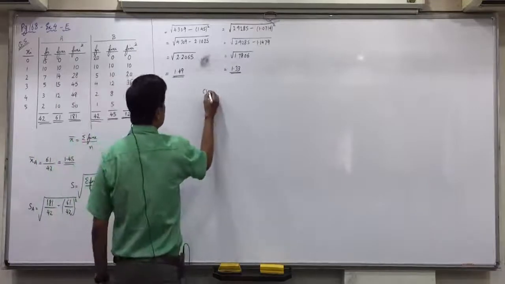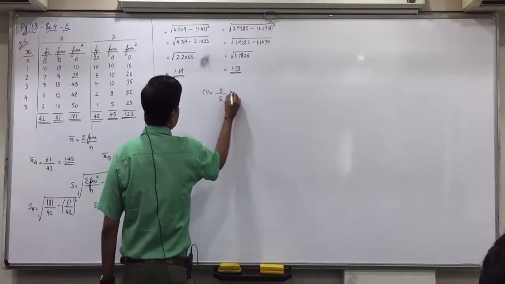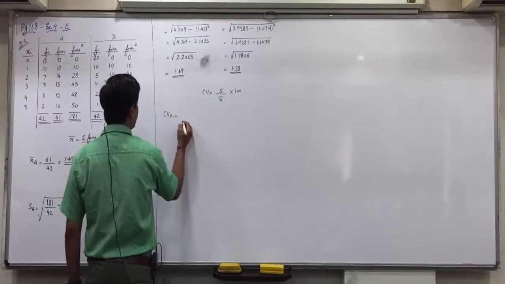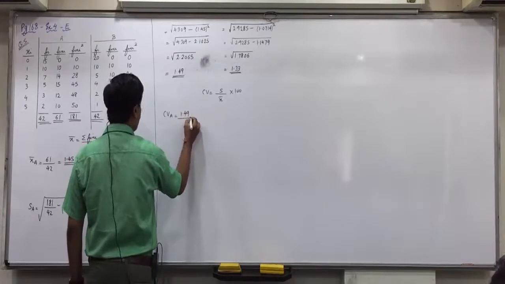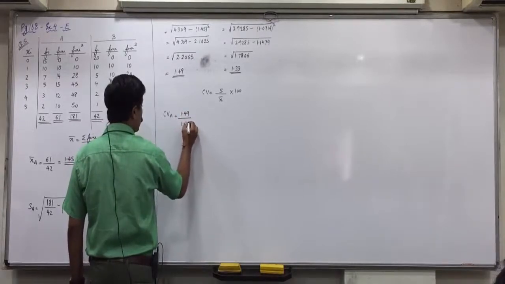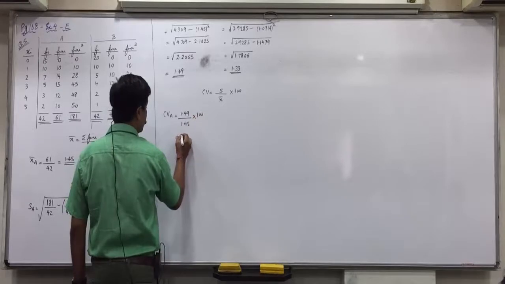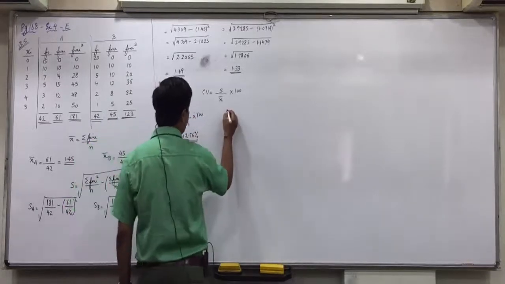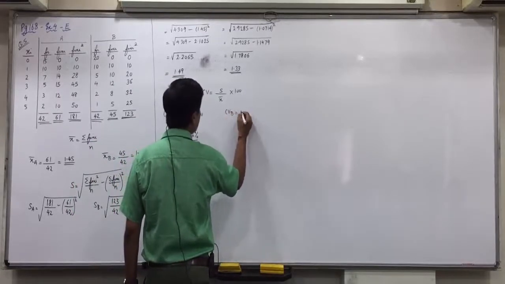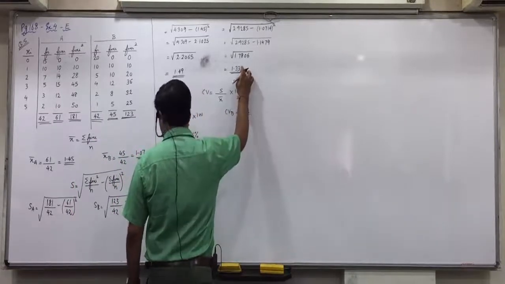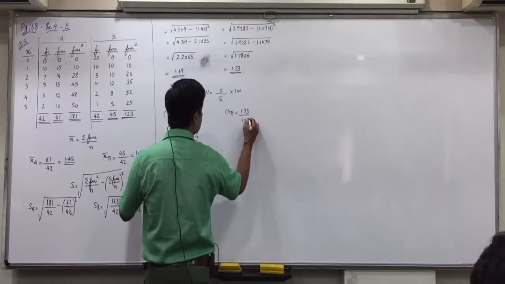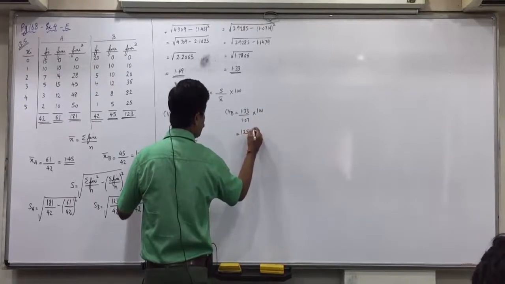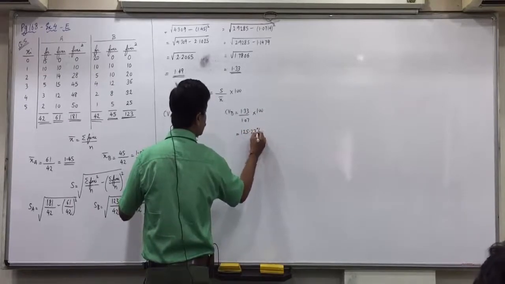So CV equals s upon x bar into 100. What will be the CV of team A? 1.49 divided by 1.45 into 100 is 102.76%, without fail. And the CV of team B: 1.33 is the standard deviation upon x bar, 1.07, into 100, which is 125.23%.